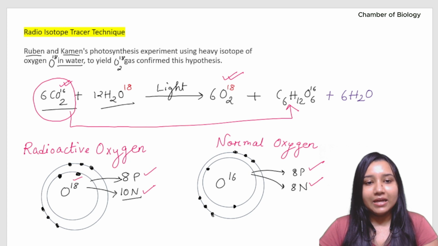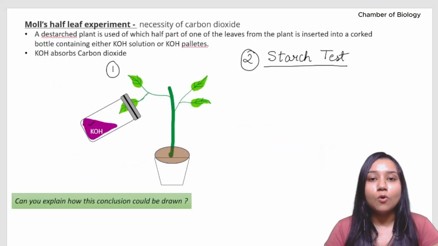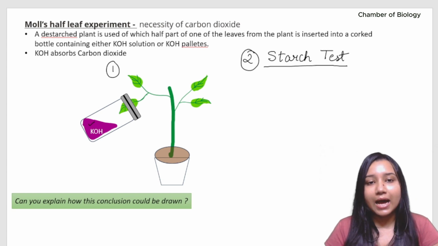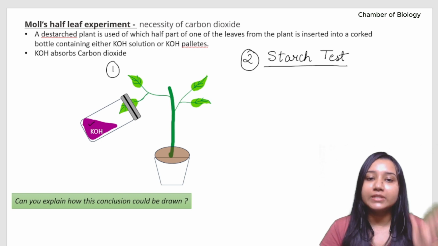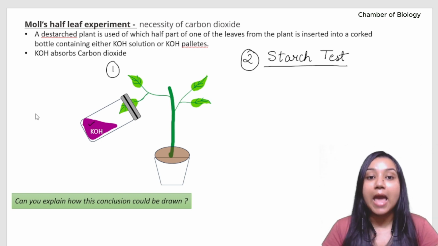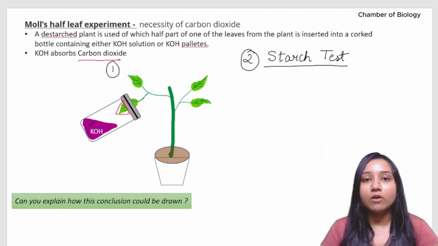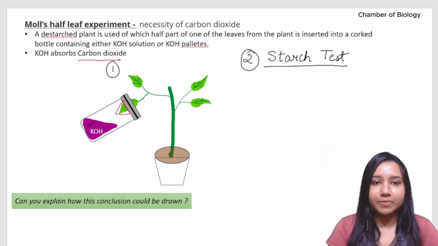Okay. Now that we are clear, after this, we also understood the necessity of carbon dioxide, for which the moll's half-leaf experiment was useful. So he has taken a destarched plant. After taking that, he has kept half portion of the leaf inside KOH, which is a carbon dioxide absorbent. So we will see this half part of the leaf will be devoid of carbon dioxide, okay? But the rest part is going to have carbon dioxide.